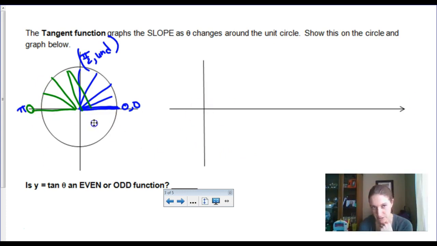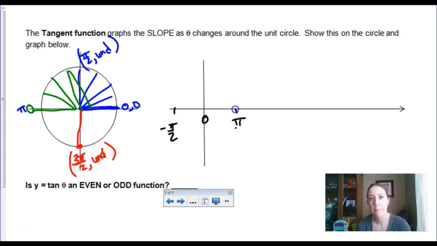So if we think about continuing on here, our tangent function is also going to be undefined right here, which is at 3 pi/2. So what that means for tangent is, if we were to graph, and I'm going to go back to -pi/2 as well, we'll see a pattern.